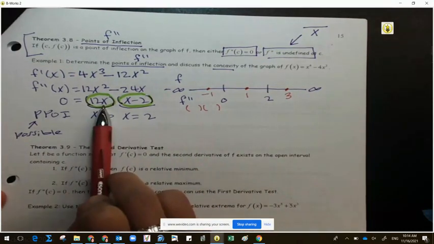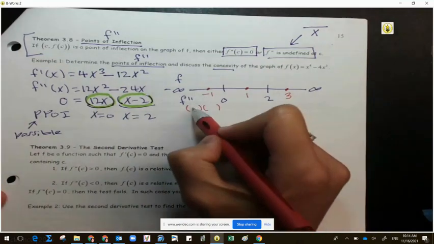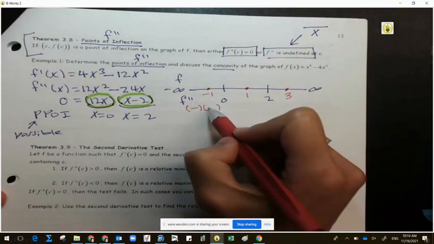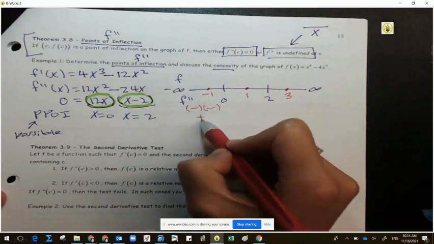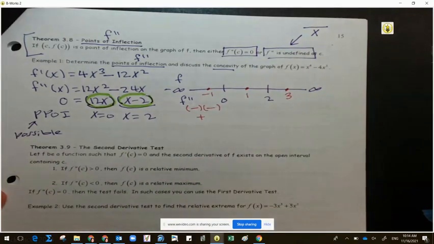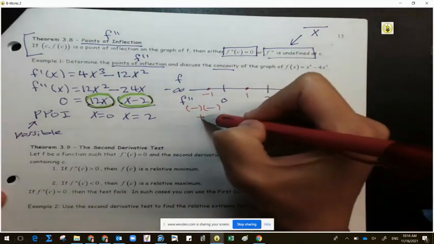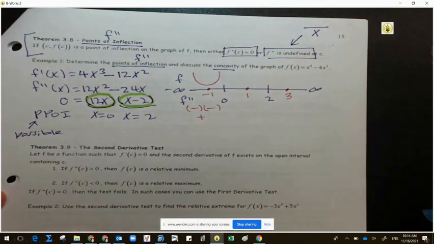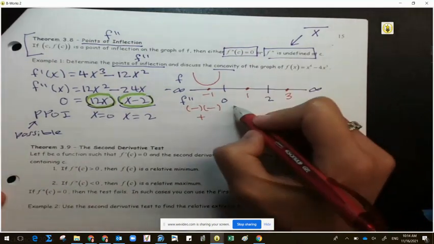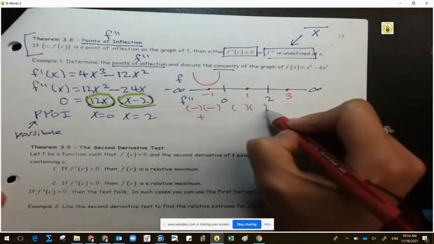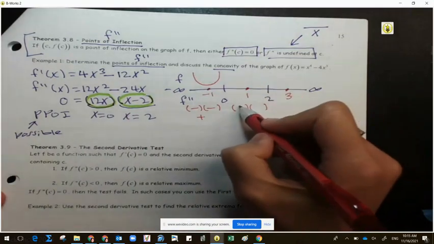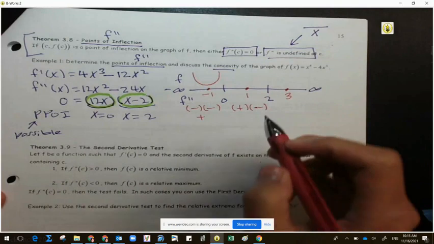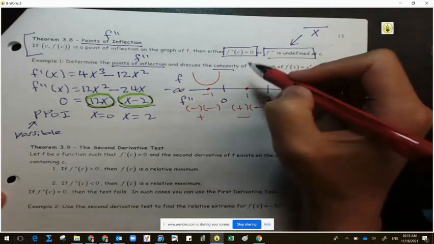When I plug in the -1 into my first factor, is it positive or negative? And when I plug in that -1 to my second factor, we get negative. So we know the result is positive. The way we're going to notate this, it is positive, meaning concave up. And then let's go to the 1. When I plug in the 1 into my first and second factors, the first one is positive, the second one is negative, so our result is negative, concave down.